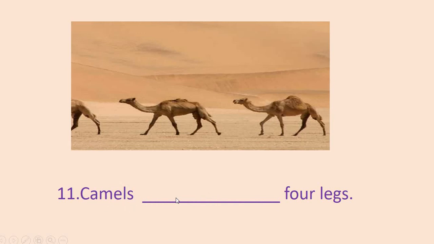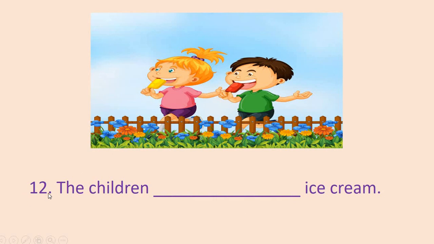Camels have. Very good, those who have given the answer. Camels have 4 legs. More than 1 camel, so it is have. H-A-V-E, have. Okay, very good. Now see number 12.